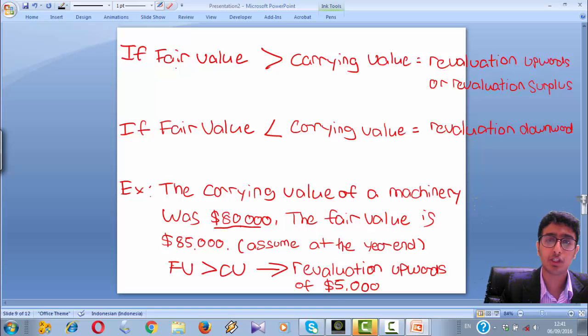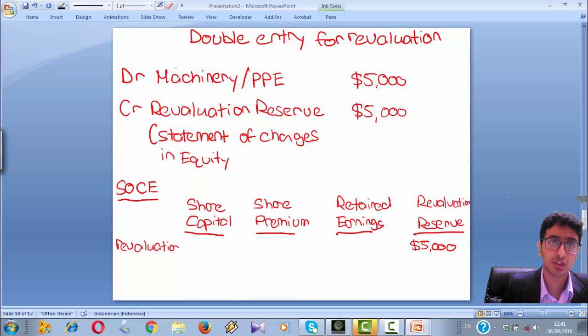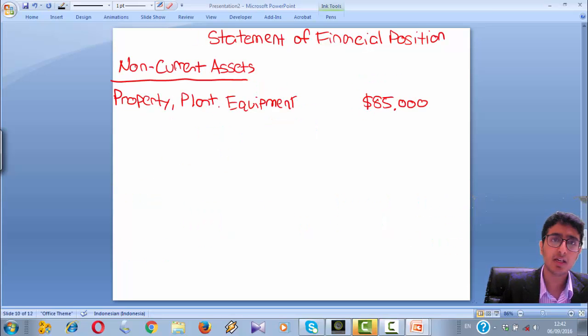Now, when a revaluation takes place, it will affect three things. One is the statement of changes in equity, meaning in my revaluation reserve, I will have to write the difference of $5,000. Second one is in my statement of financial position. I will value it at the new value or the fair value if the revaluation takes place at the end of the year. For example, if the revaluation happened at the beginning of the year, then I would simply have to depreciate it again for the following period.